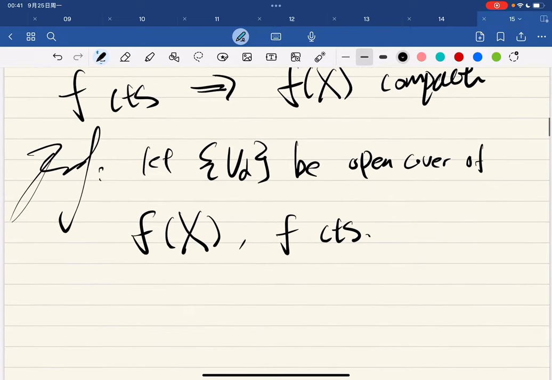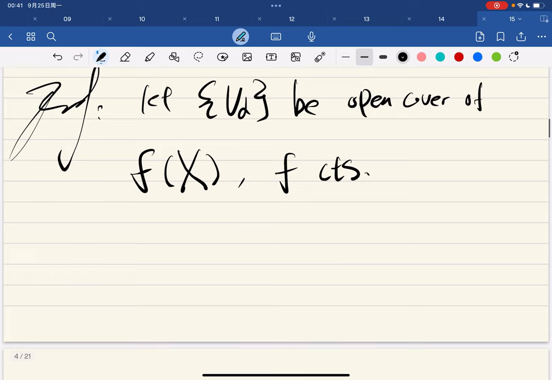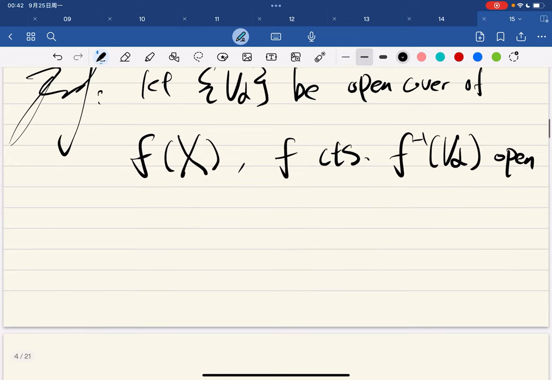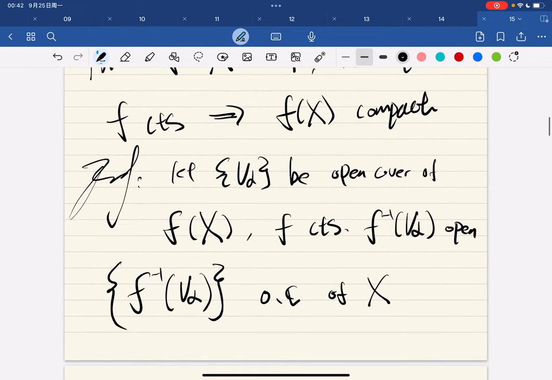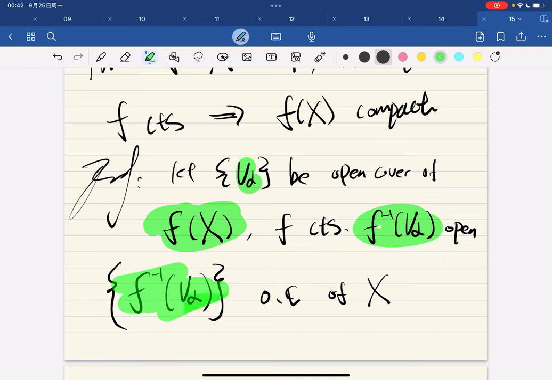right? So we know that the pre-image of V alpha is open, right? And we know that all of them together form an open cover of X, right? Because V alpha covers f(X), so all your pre-images cover X.